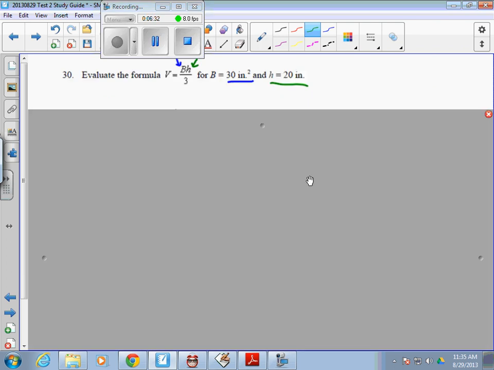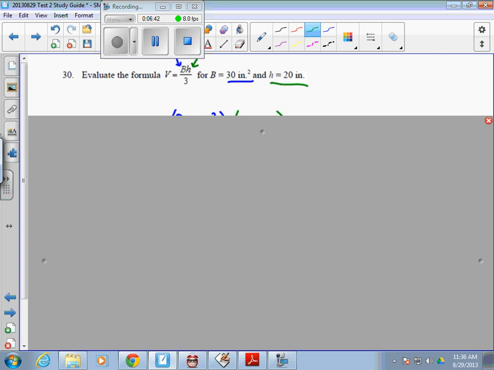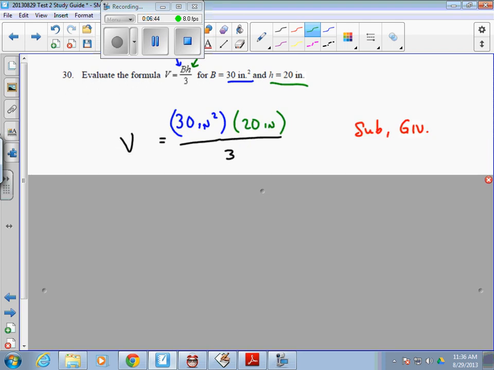And then finally, number 30 says evaluate the formula V equals BH over 3 for B equals 30 inches squared and H equals 20 inches. The first thing we're going to do is substitute in our values. In place of B, they said plug in 30 inches squared. In place of H, we're plugging in 20 inches. The rest of it, the V is going to be unknown.